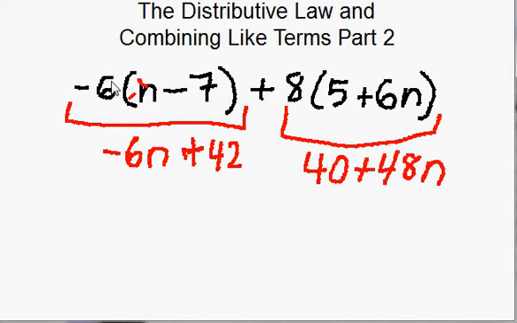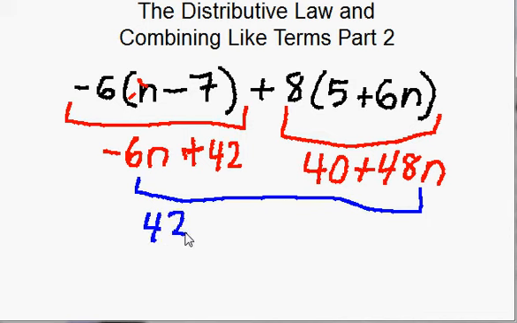And what I end up with is, well, I can combine the negative 6n with the 48n. And how many do I get there? Well, I've got to do 48 minus 6. And that's how many n's, okay? So that's 42n, that's right. And then how many numbers do I have? 42 plus 40 is 82. Okay, so that's the answer. This didn't involve any terms that have squares or anything. So let's do another example that involves squares.